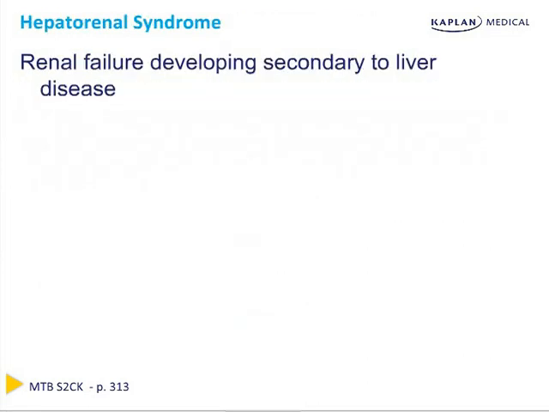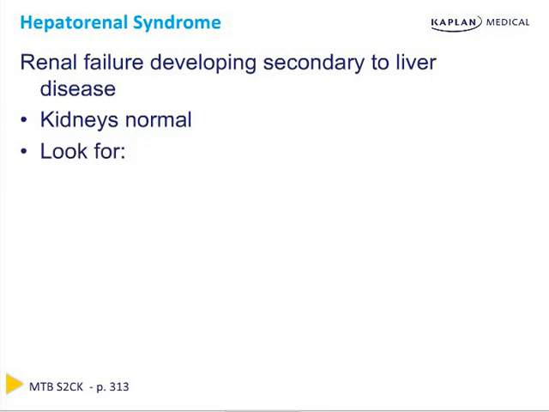As the name would suggest, hepatorenal syndrome is kidney dysfunction that's secondary to hepatic failure. The thing to remember about hepatorenal syndrome is that the kidneys themselves are normal, and if you were to magically transplant a normal liver into a patient with hepatorenal syndrome, their kidney function would return to normal instantly.